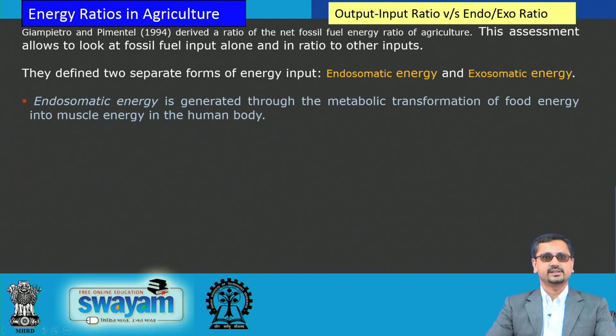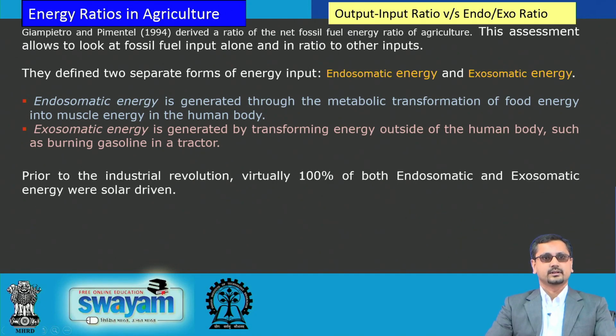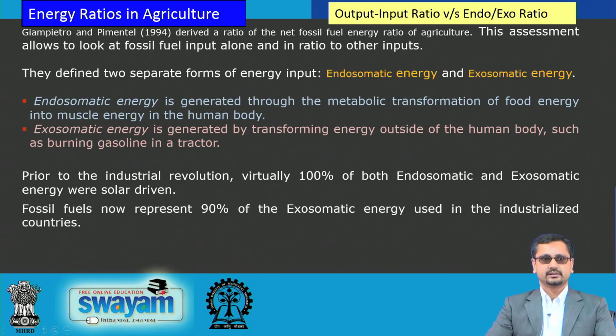The endosomatic energy is generated through the metabolic transformation of food energy into muscle energy in the human body, whereas the exosomatic energy is generated by transforming energy outside of the human body, such as burning gasoline in a tractor. Prior to the Industrial Revolution, virtually 100% of both endosomatic and exosomatic energy were solar driven. Fossil fuels now represent as high as 90% of the exosomatic energy used in the industrialized countries.